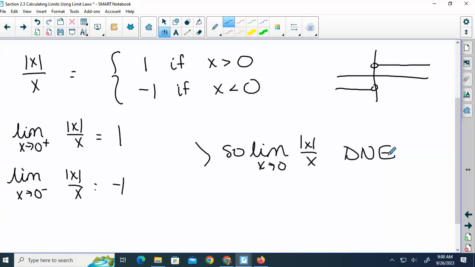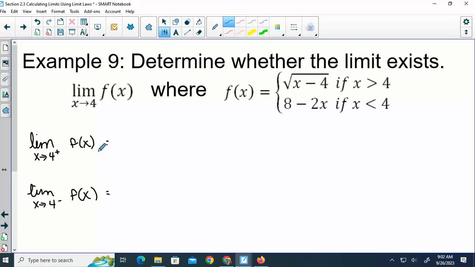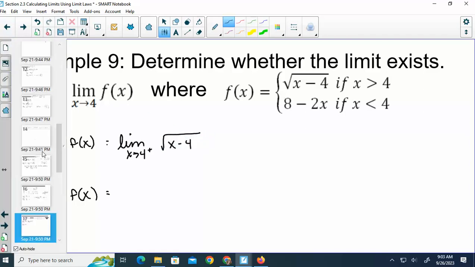I want you guys to take a look at the next example and see if you can figure it out. I want to know if the limit as we approach 4 exists. So you're going to have to break it up and do a left and a right hand limit and see if you get the same thing. As you approach 4 from the right, that means you're plugging in numbers bigger than 4. Which of the two pieces are you on? The first one. So that means we have the limit, as we approach 4 from the right, of the square root of x minus 4. Okay.